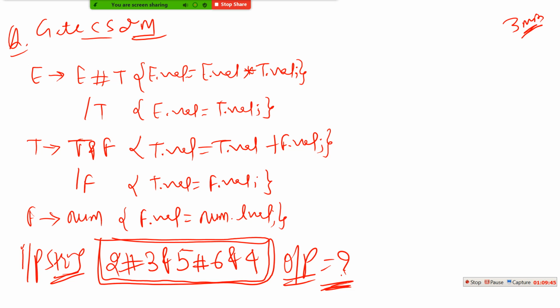Okay, Yash is getting the answer, good. I will verify the answer while solving the question, don't worry. What I need to generate is 2 hash 3 ampersand 5 hash 6 ampersand 4. Okay, Ankit has also answered. I am expecting other candidates to answer it as well. After that, I will discuss the solution.